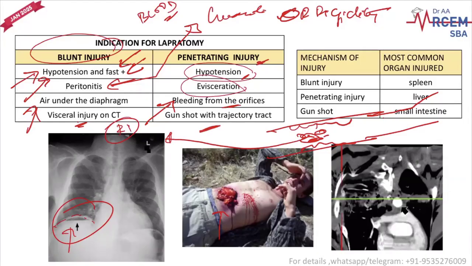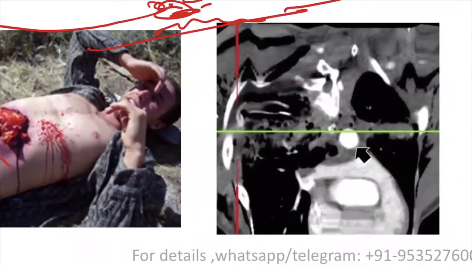A gunshot with a trajectory. Trajectory means a pathway. This is a bullet which has passed through here. So this is known as trajectory. It is not just stuck in the abdominal muscles itself. It has entered into the peritoneal cavity and it has a path. If it has a path, surgery needs to be done.